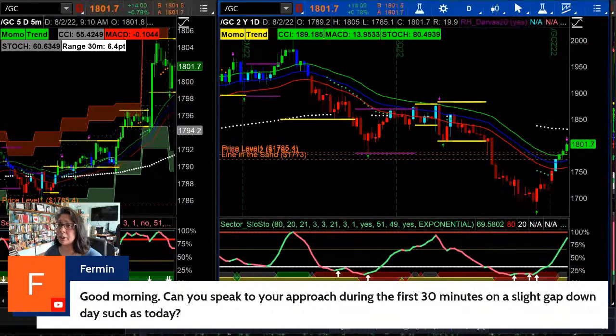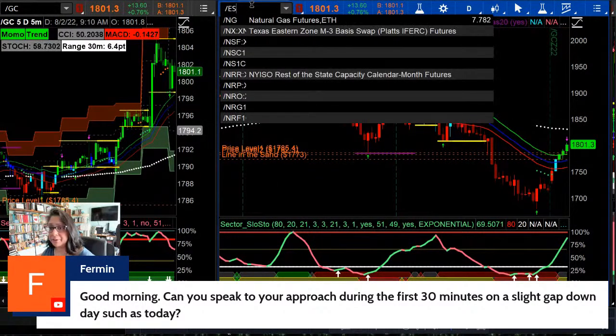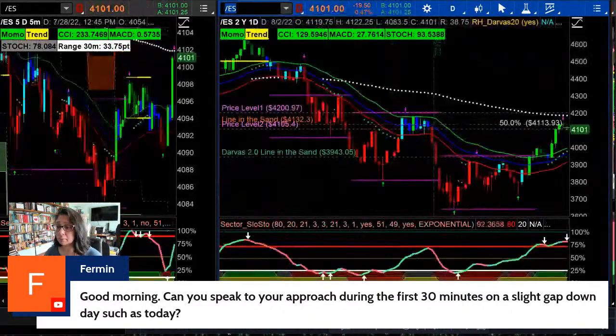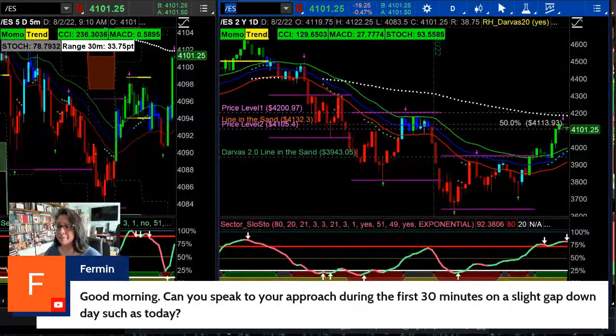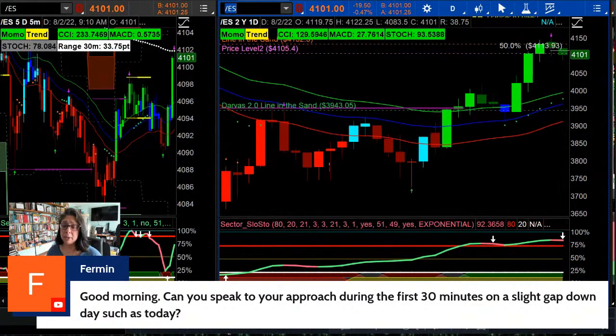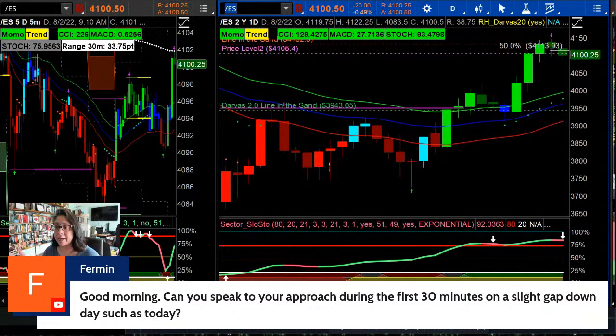All right, Furman asks, can I speak to my approach during the first 30 minutes on a slight gap down day? Well, let's take the S&P. And again, make sure we assess gaps individually. This is a vanilla gap, right? So far, although we still have 19 minutes, so far we're not opening below the low of yesterday, Monday's session. That would be a true gap. I didn't name these things. I just call it a vanilla gap. It's a plain Jane pedestrian gap, right?